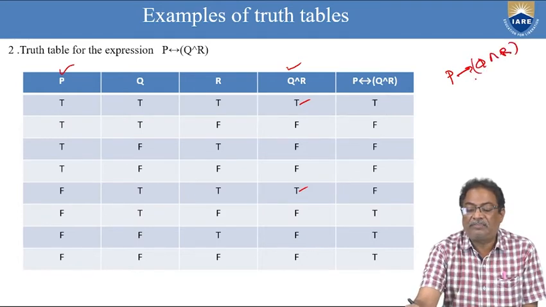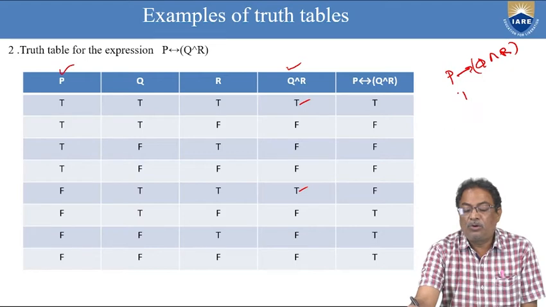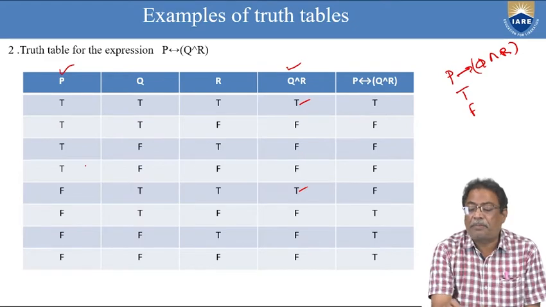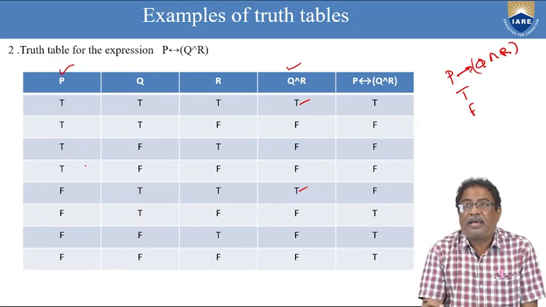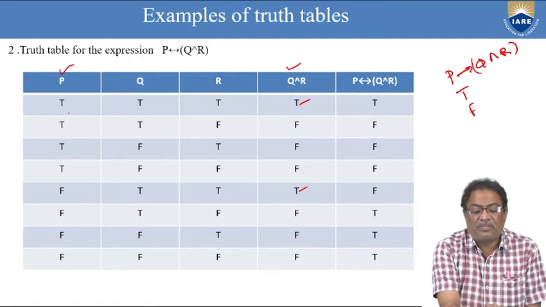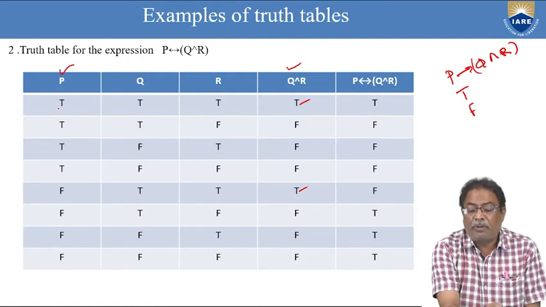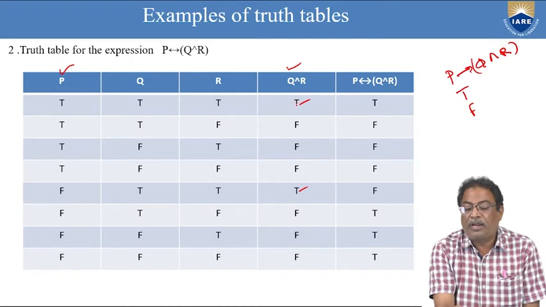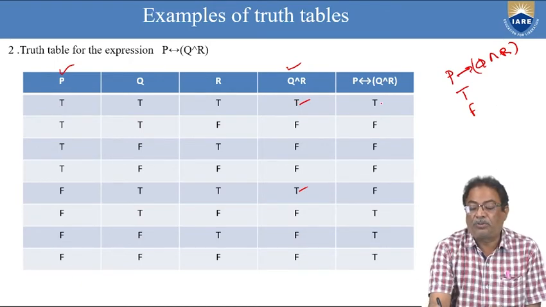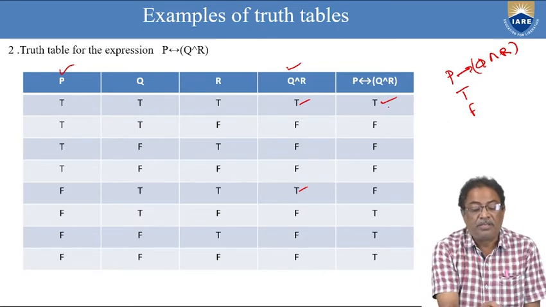So the first one is true. The second one is false. I'm just calculating in that order. And after that, we are taking the opposite. So here, first I am taking that straight away. So if P to Q and R is true, and true to true will become true. So the first one is true and true, so it will become true.